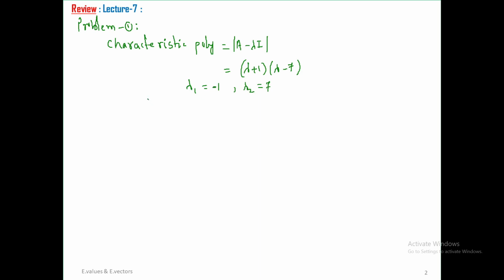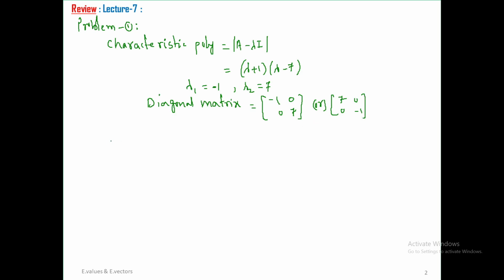And the corresponding diagonal matrix is what? So the diagonal matrix is nothing but the eigenvalues will sit on the principal diagonal. So simply minus 1, 0, 0, 7, or you can write 7, 0, 0, minus 1, you can write like this also, no problem. Just the eigenvalues should be on the diagonal. That's it. Make a note of it.